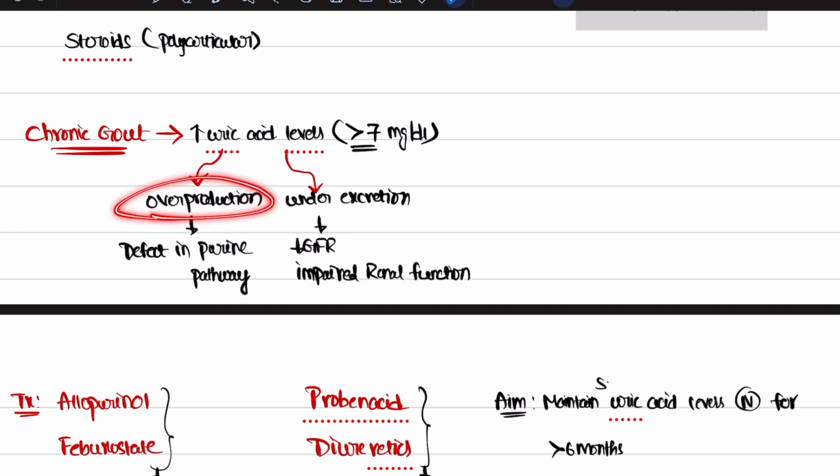How this overproduction of uric acid happens: I hope you read the purine pathway in biochemistry, and there is a defect in the purine pathway that leads to overproduction of uric acid. Or else, in a CKD patient, the kidneys have failed in some patients, so the GFR decreases and there is impaired renal function that leads to decreased excretion from the body, which further increases the uric acid in the body.